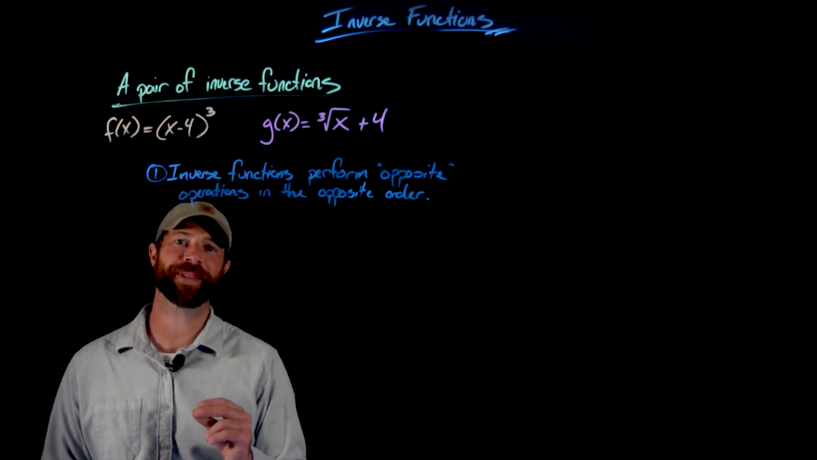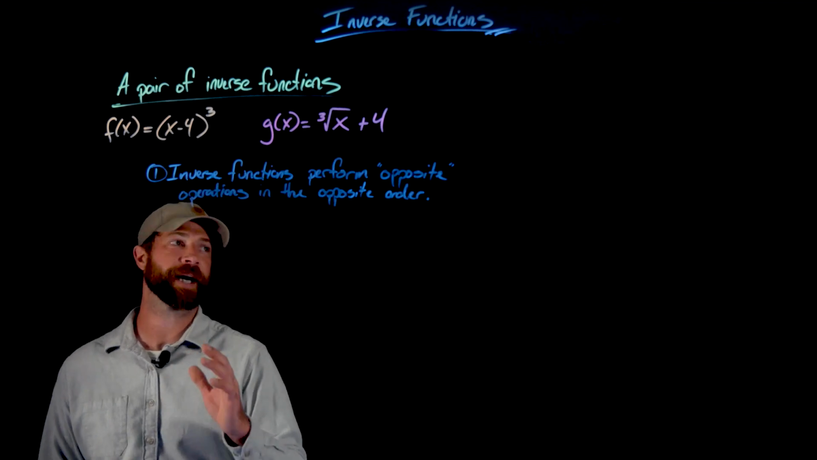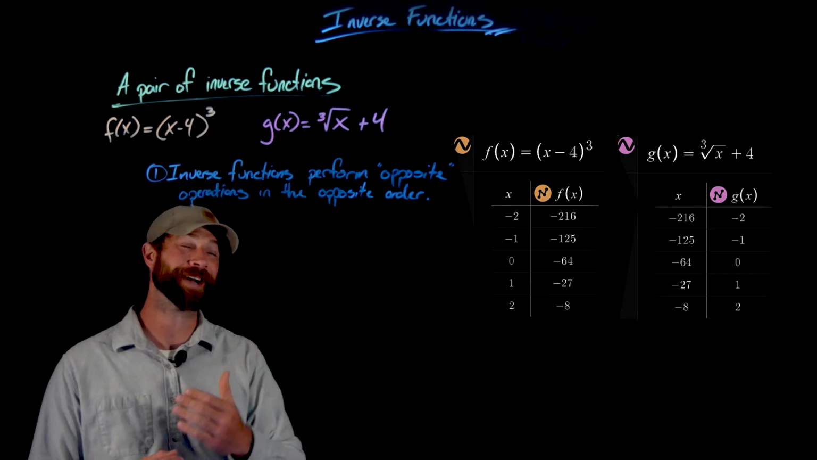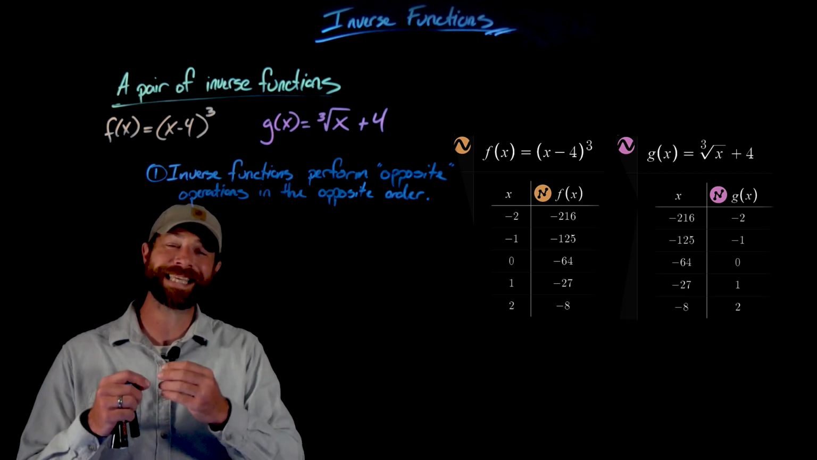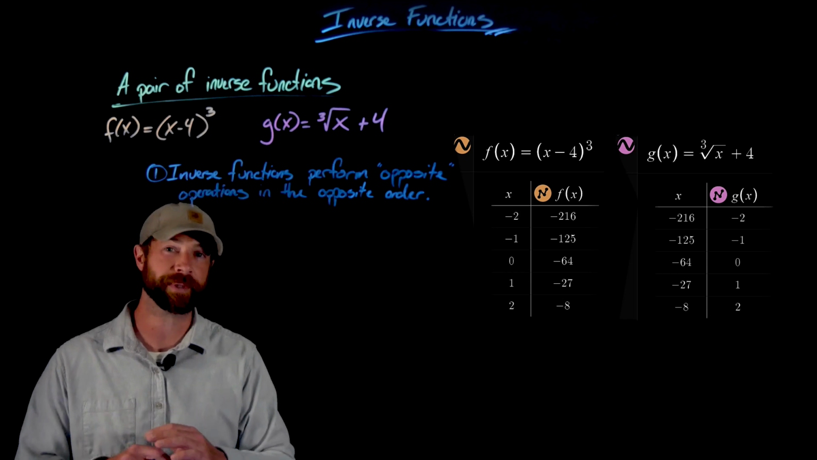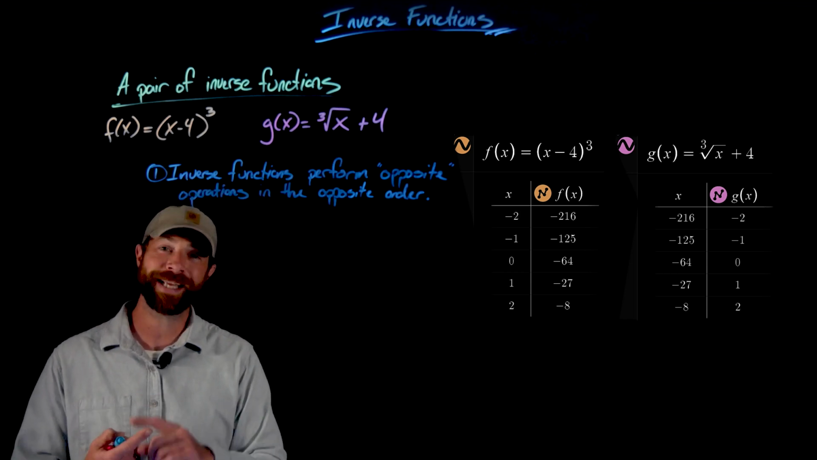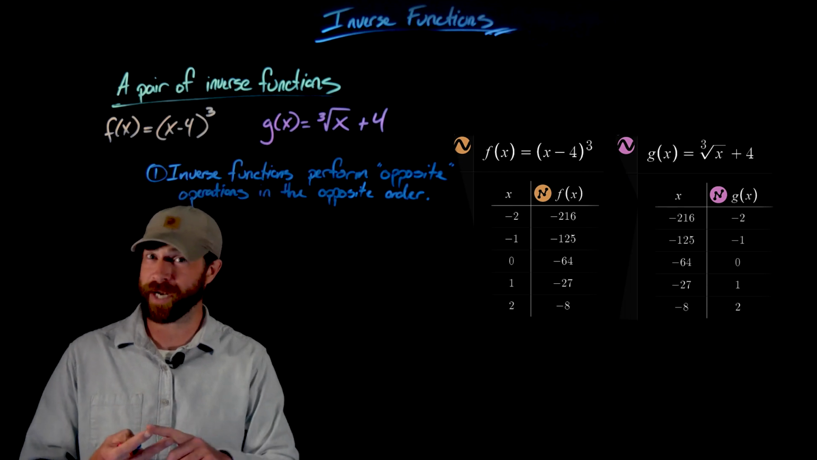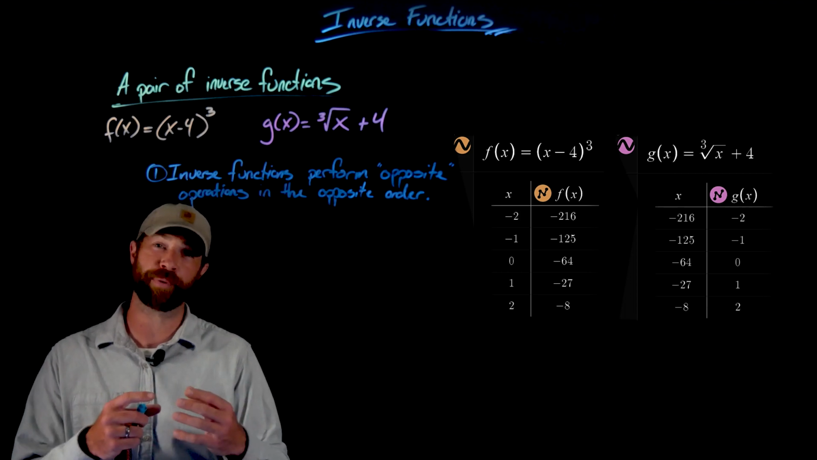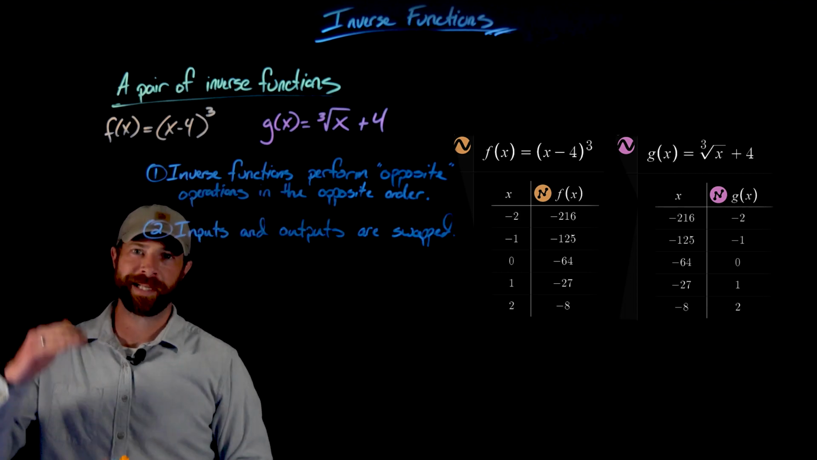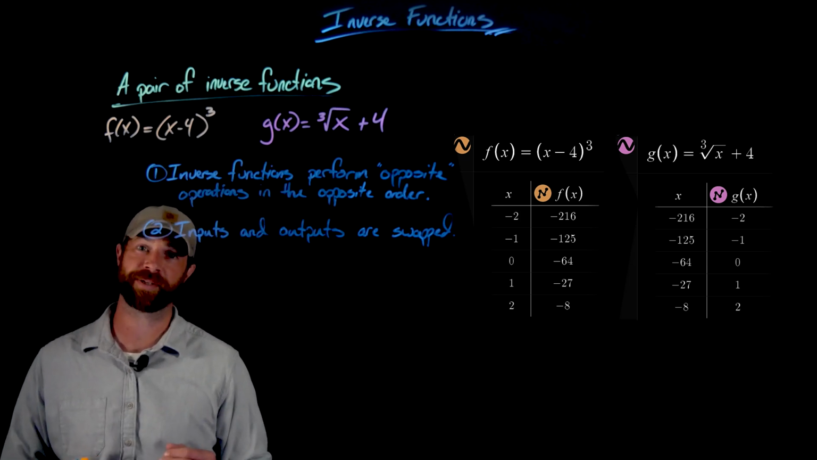The second important thing to state about inverse functions is that if you look at a table of values, here we'll look at a table of values for f of x and for g of x, importantly what you'll notice is that the inputs and outputs have been swapped, and that's not by chance. That will always be the case. For inverse functions, when comparing the tables of values, the inputs and outputs get swapped.